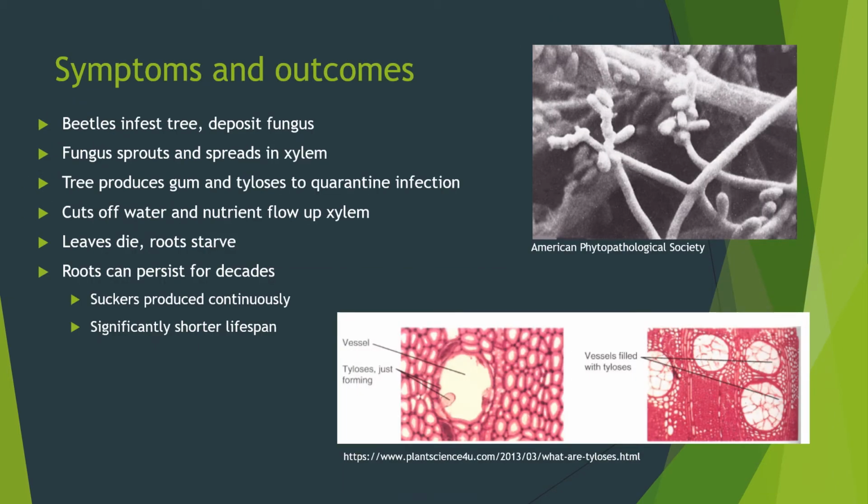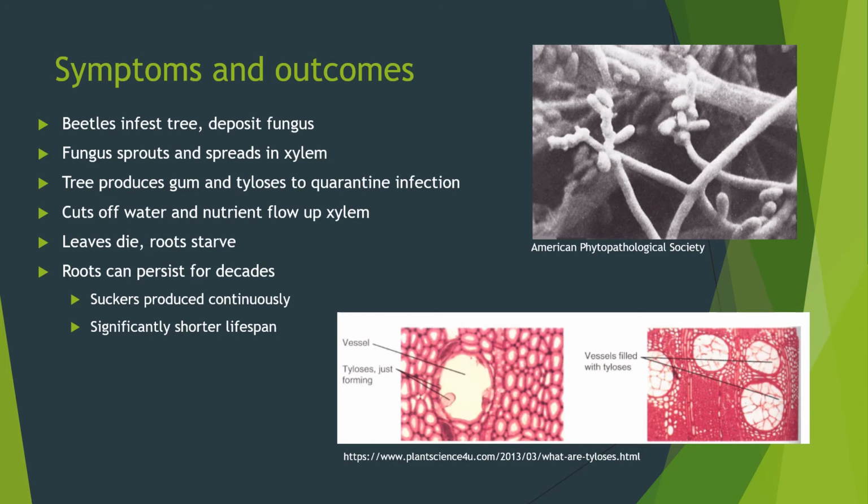And if you were an elm tree, what kind of symptoms would you be experiencing, and what kind of prognosis would you face? Well, neither one is great. First thing that happens is when the beetles infest the tree and the fungus is deposited, the fungus will start spreading throughout the xylem. The tree, in an immune response, starts to produce gum and tyloses to quarantine the infection. You can see tyloses in this bottom picture.